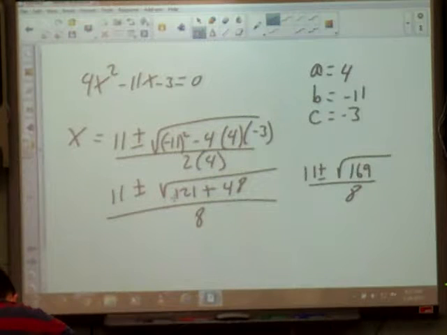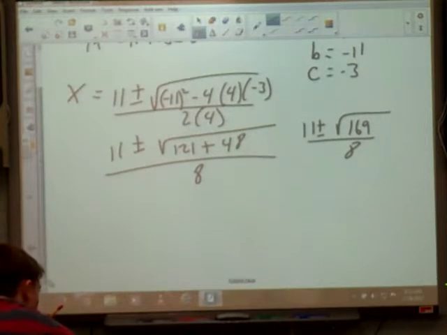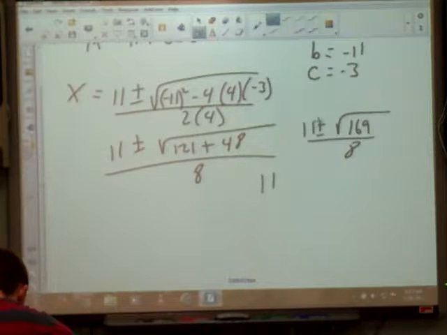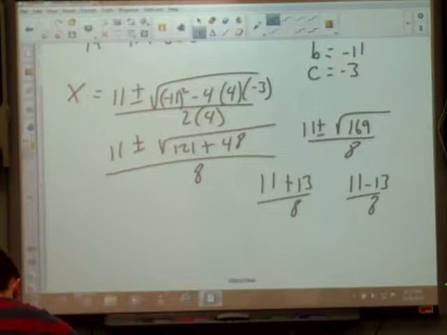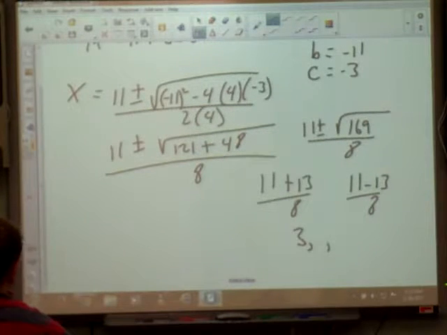169, we started off with a good one. That's a perfect square. That's 13. Okay, so remember we got that plus or minus. I've got to do 11 plus 13 and divide it by 8, and 11 minus 13 and divide it by 8. So 11 plus 13 is 24, divided by 8 is 3. 11 minus 13 is negative 2. Negative 2 divided by 8 is just negative 1/4.